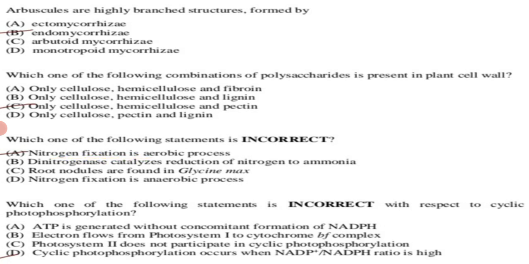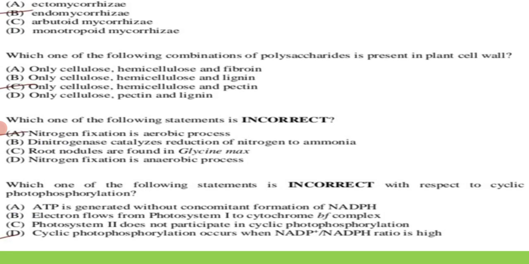Other option: dinitrogenase catalyzes reduction of nitrogen to ammonia. It is correct. Root nodules are formed in Glycine max, that is in soybean. It is also correct. Nitrogen fixation is an anaerobic process. Yes, it is also correct because the enzyme nitrogenase works better in the absence of O2. Here in the question, it is asked for the incorrect statement, that is option A. It is an incorrect option or an incorrect statement.